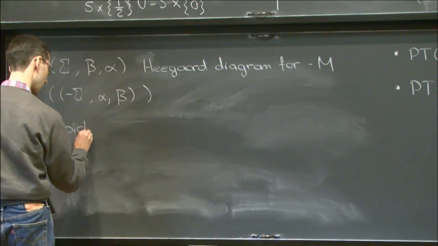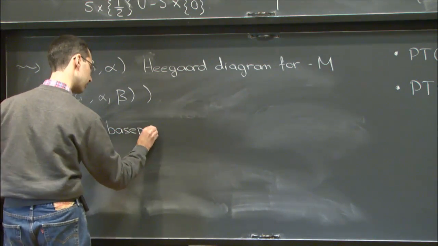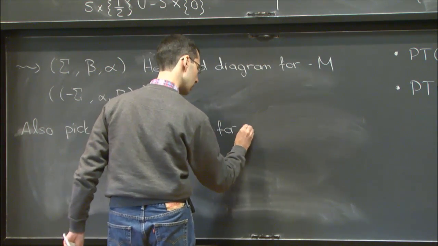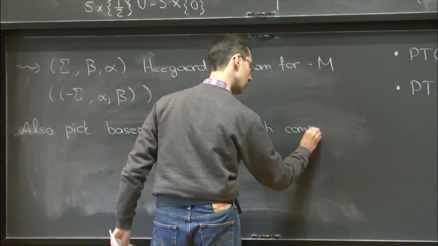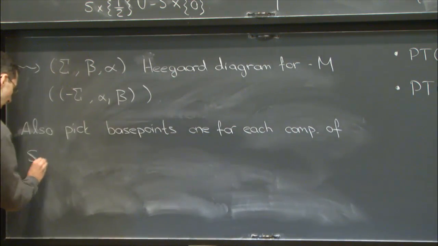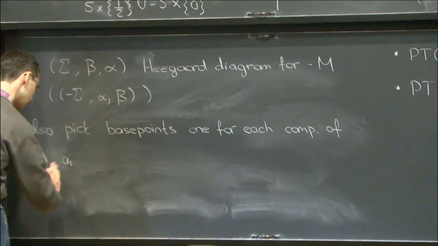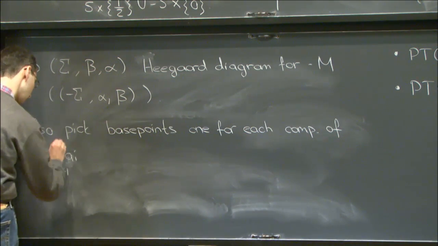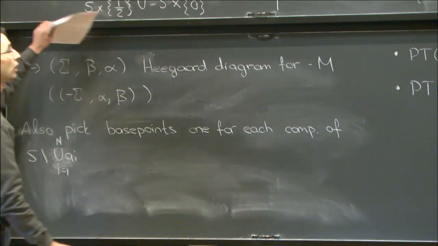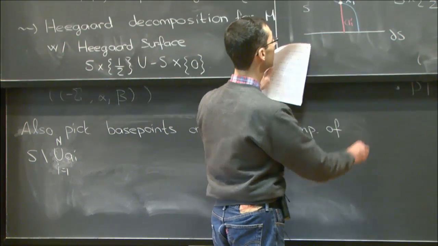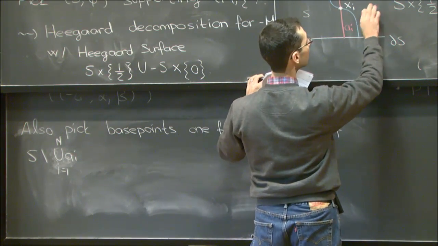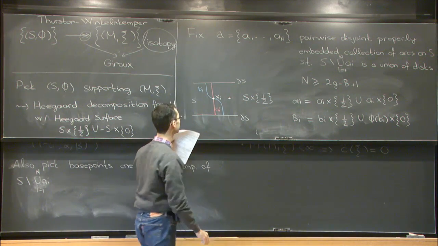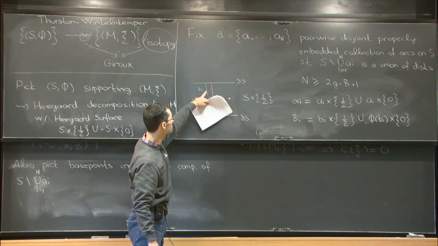Also pick base points, one for each component of the complement of these alpha i's. But we do that with the following convention. This is Honda-Kazez-Matić's convention. So you pick the base point in the surface S cross 1/2, in each component of the complement of alpha i, but outside of these thin strips.